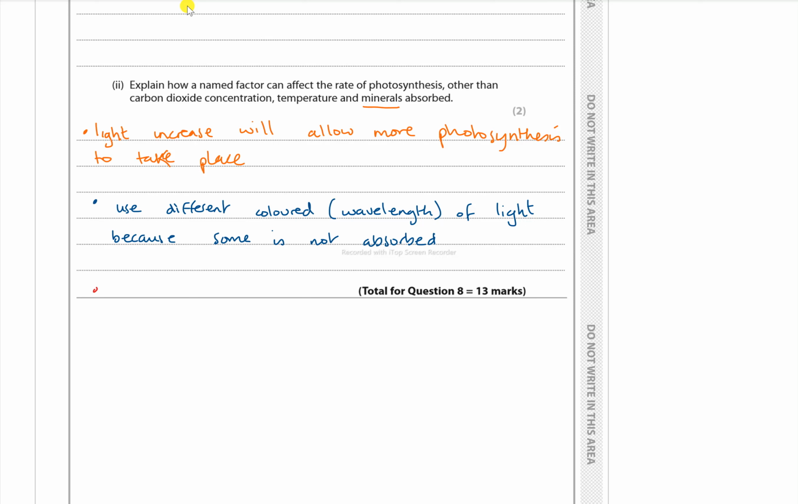The most obvious one apart from light is water, because water is used for photosynthesis. Water is used during photosynthesis.